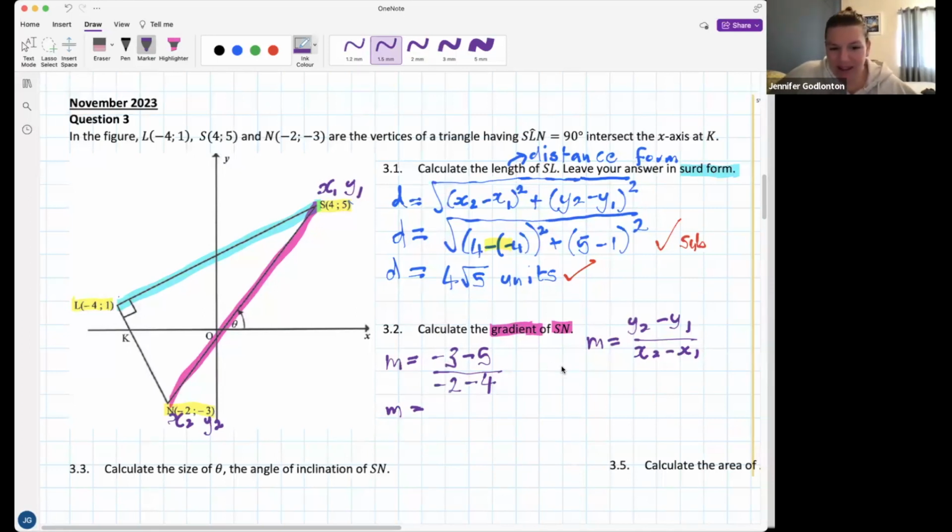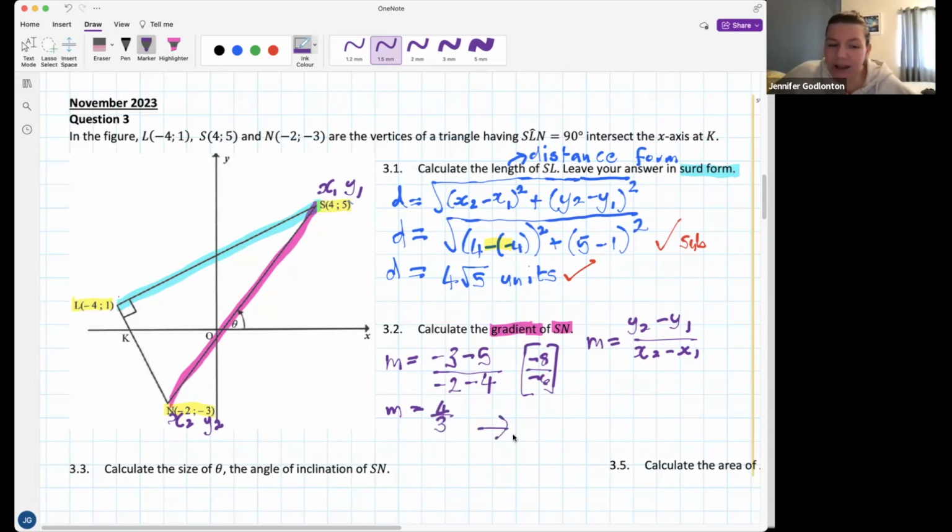So what we would have over here is this. I'm just going to put it in brackets so that you can see. It would be -8 over -6. If I simplified that, the negative and the negative would be a positive, and the 8 and the 6 would become 4/3. But you don't need to worry about that. Your calculator does all the hard work for you. So we can just say m is equal to 4/3.